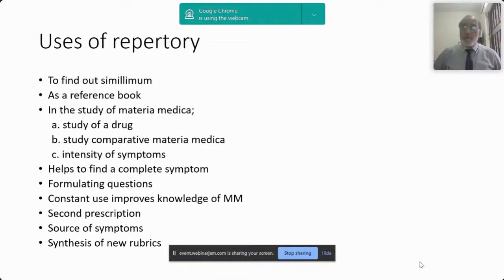See, for a long time I was referring to the anticipation rubric from Kent. And anticipation means the anxiety before attempting anything, like anticipatory anxiety. And for a long time I was not prescribing natrum because it is not given there. And in materia medica also, anticipatory anxiety is not given in natrum.